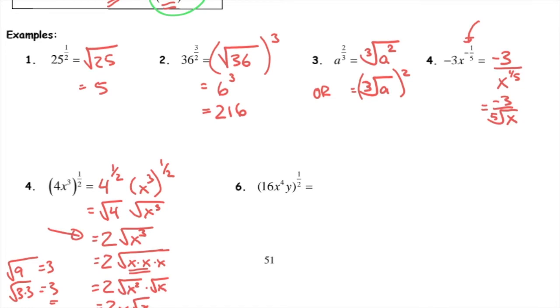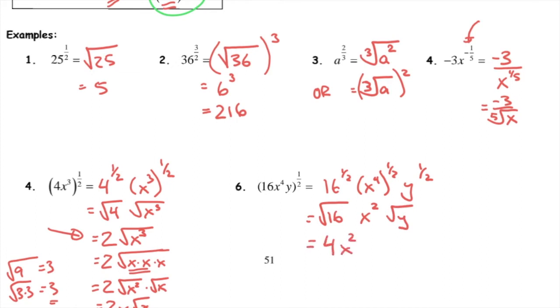Similar to that right here, again, I can take that to the 1/2 and distribute that through to the 3 factors. 16 to the 1/2, that's going to be the square root of 16. Here, for this moment right now, it might be smart for me to simply look at this as x to the 4th to the 1/2 as a product of their powers. 4 times 1/2 is simply going to be 2, and this becomes the square root of y. And then the square root of 16 is 4. It's just 4x squared root y. And then I'm done.